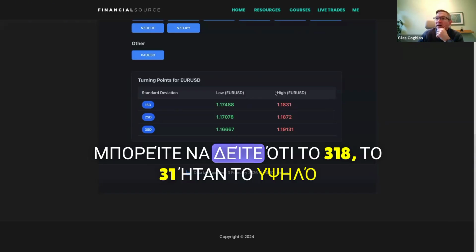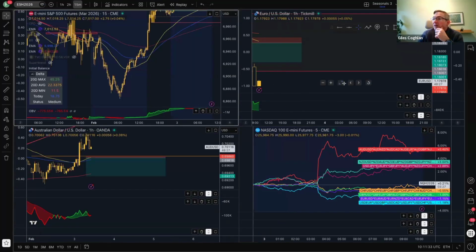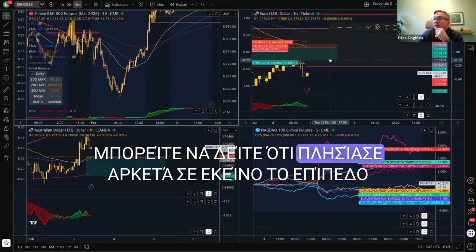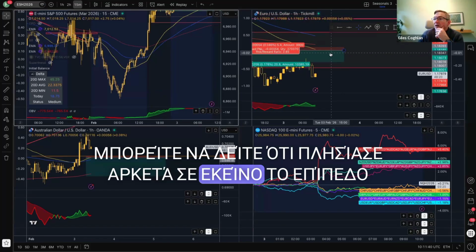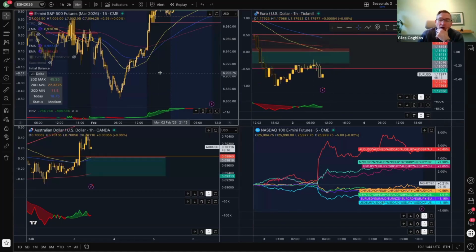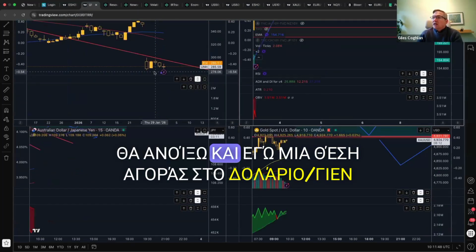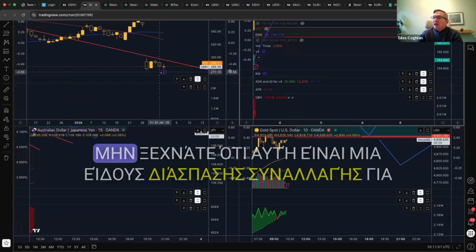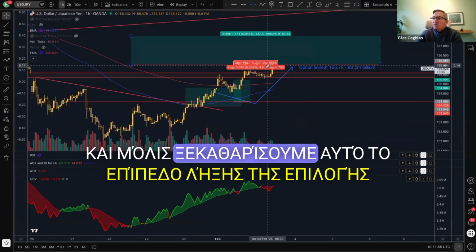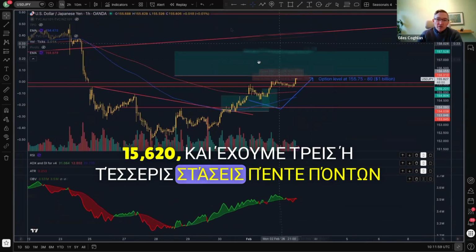1.1844. You can see the 3-1 has been the high, and so you got quite close to that level. Let's see what else to look at. I'm just going to put that dollar yen long on myself. Don't forget, this is a breakout trade, the dollar yen. Once we clear that option expiry level, 15620, have a 5 point stop, fine.